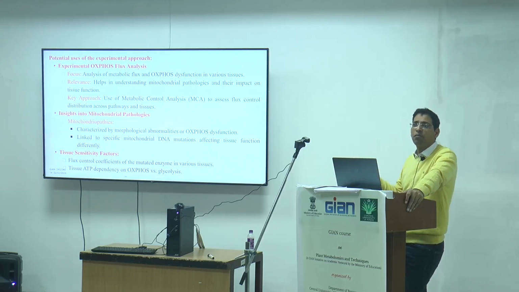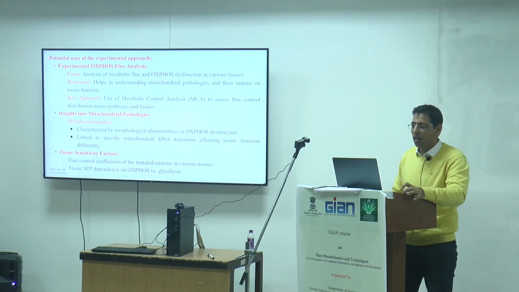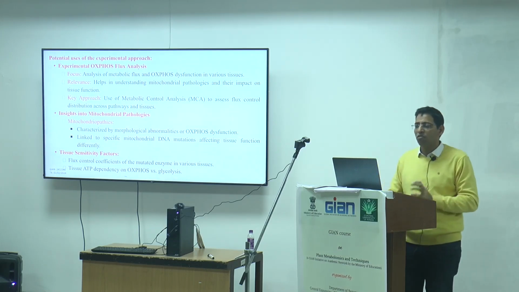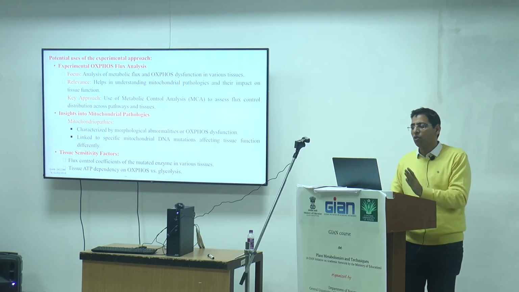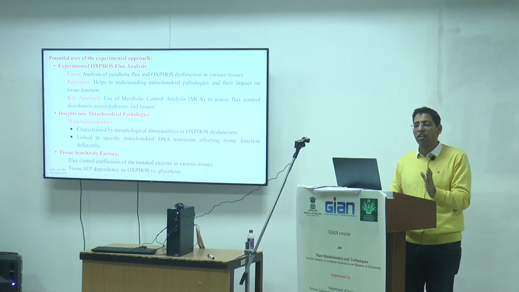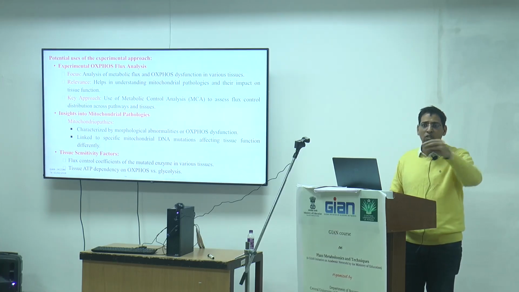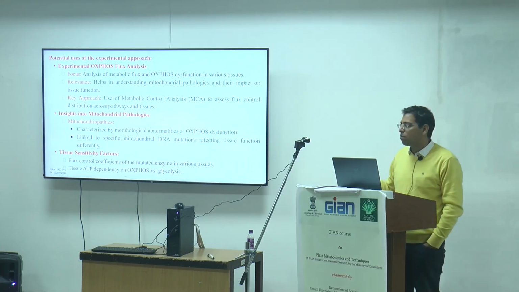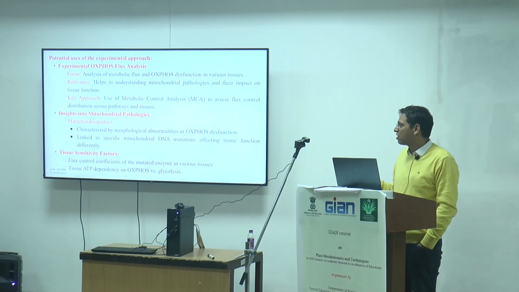I mentioned this thing before a few slides also. So relevancy is that it helps in understanding mitochondrial pathology and its impact on tissue functions. And the key approach we can use is only the MCA to assess the flux control distribution across the pathway and across the different tissues also. Now the mitochondrial pathology is another concept.